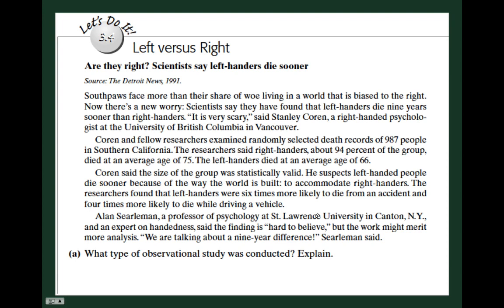So what type of study was conducted? Well, again, this is an observational study. And the treatment here would be what is being referred to as handedness. One way to think about this is the researchers aren't actually imposing this handedness concept, whether somebody's right-handed or left-handed, as a treatment, but they're simply observing the difference between these two groups.